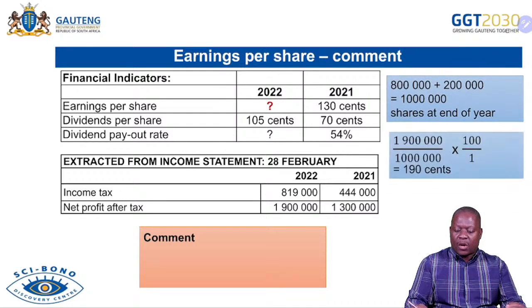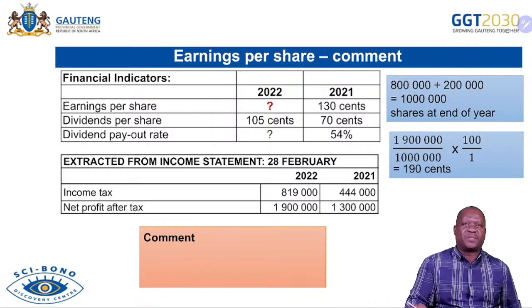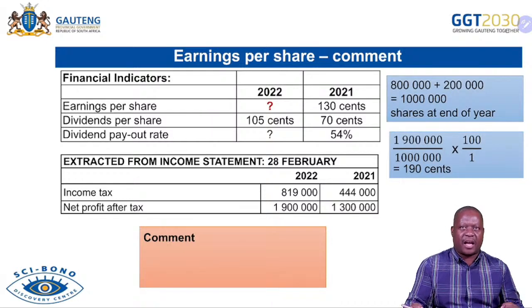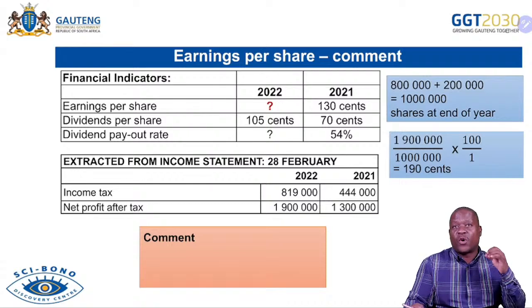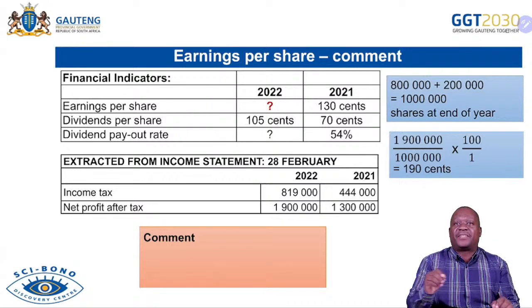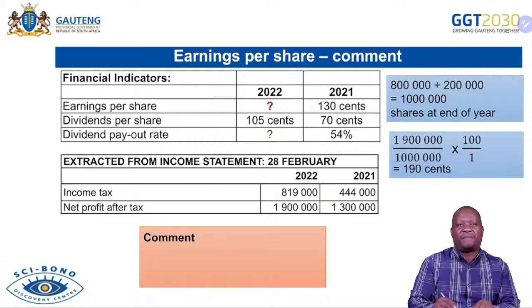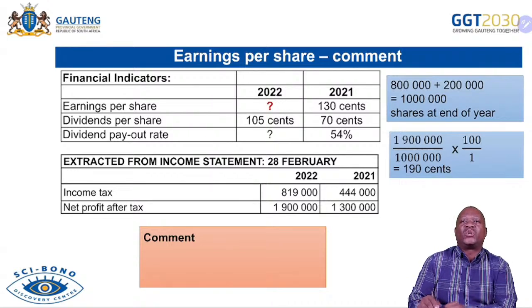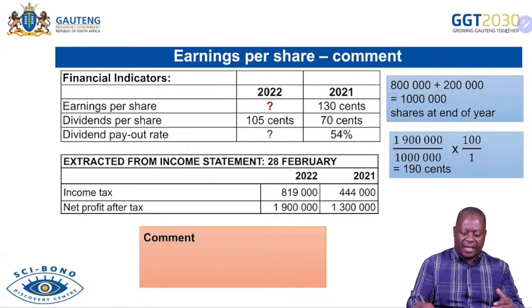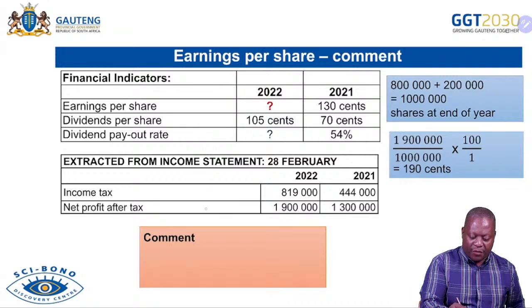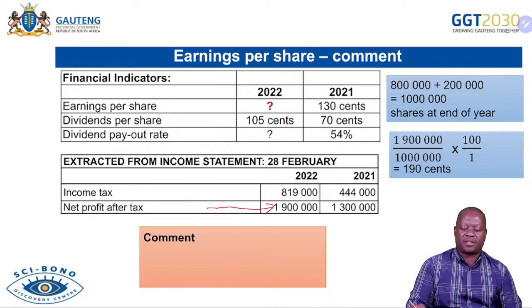Now, remember, we can calculate the earnings per share. How do we calculate the earnings per share now? It is going to be net profit after tax. We divide by the number of issued shares. So what is our net profit after tax? There we are, net profit after tax. There you are, the number of issued shares.